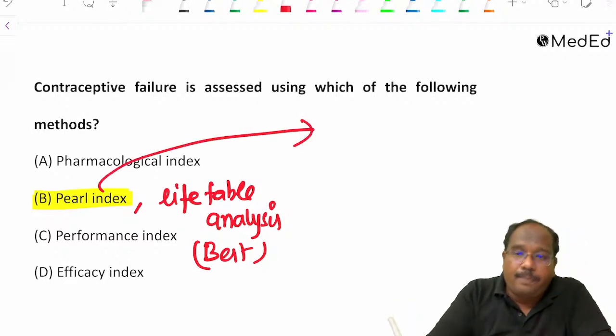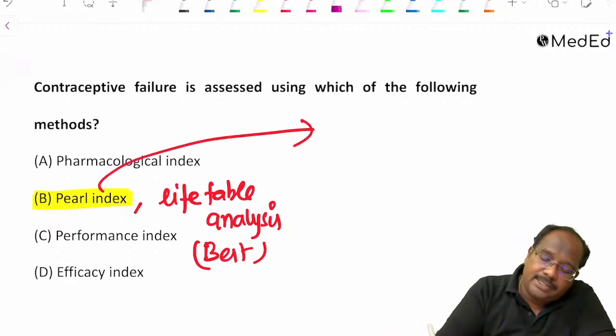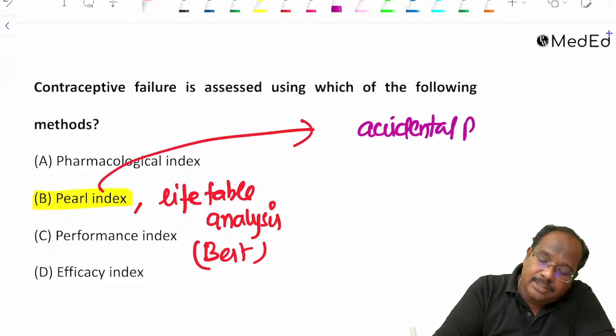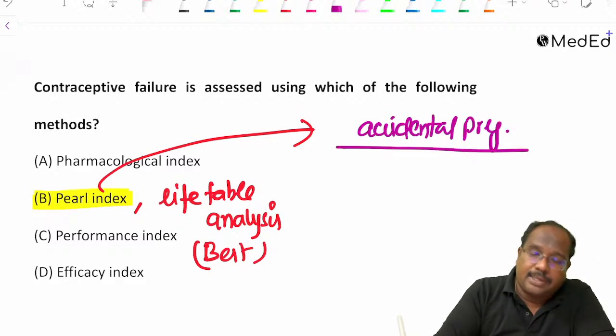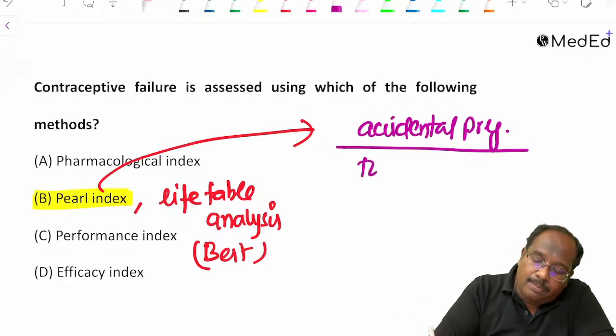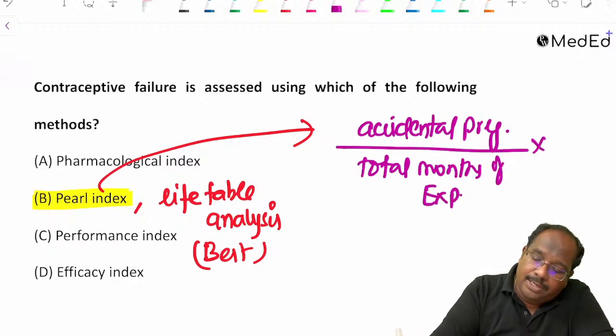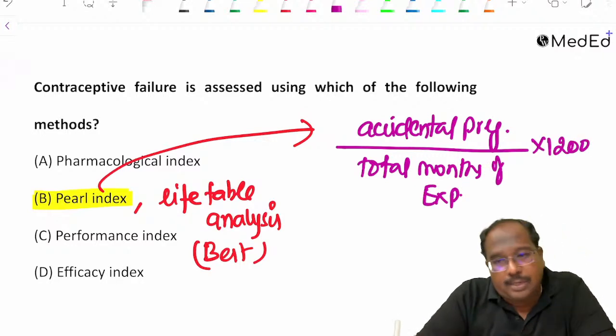What is the formula for Pearl index? Accidental pregnancies divided by total months of exposure, multiplied by 1200.